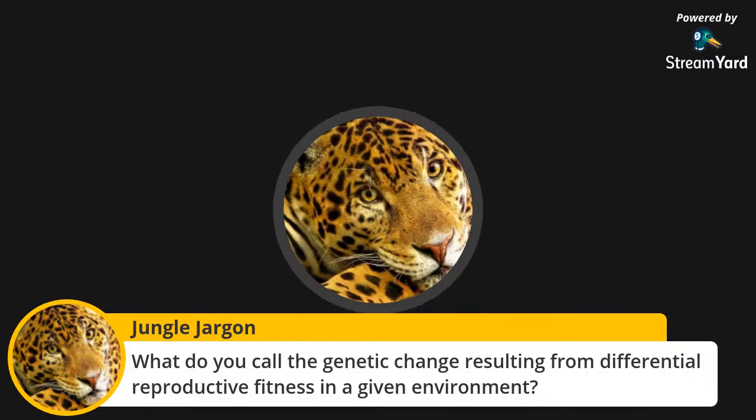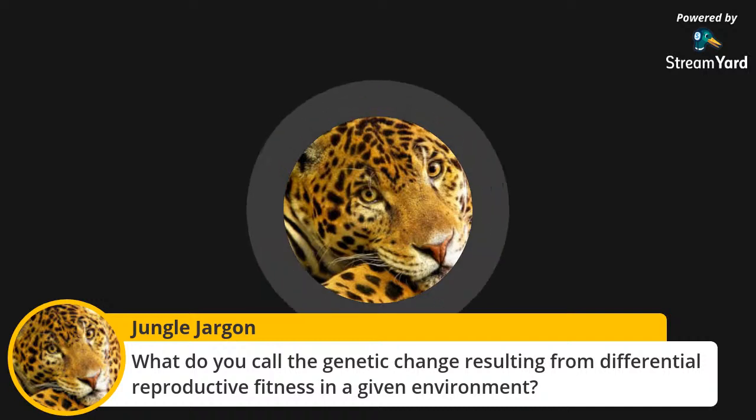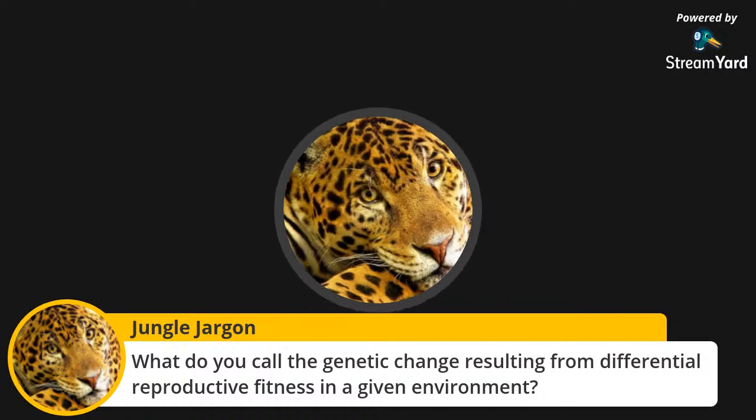He asks a question. It looks like it's talking about variation. What do you call the genetic change resulting from differential reproductive fitness in a given environment? I'm guessing. Let me see. We're talking about a genetic change resulting from differential reproductive fitness in a given environment. I would call that an advantage. Is that the right answer?